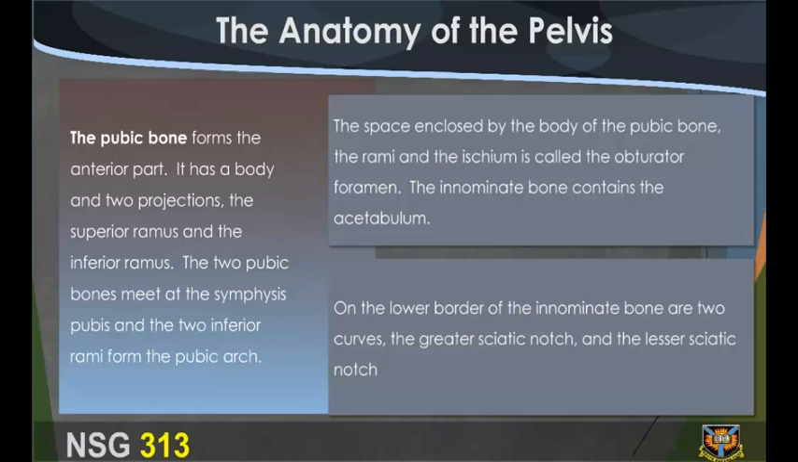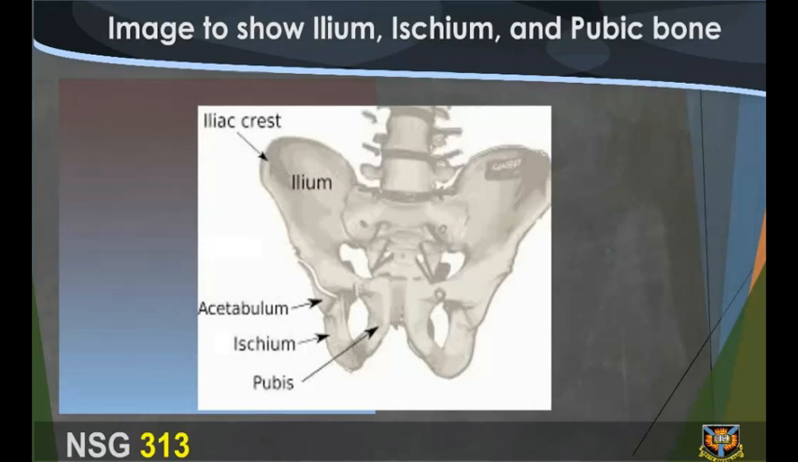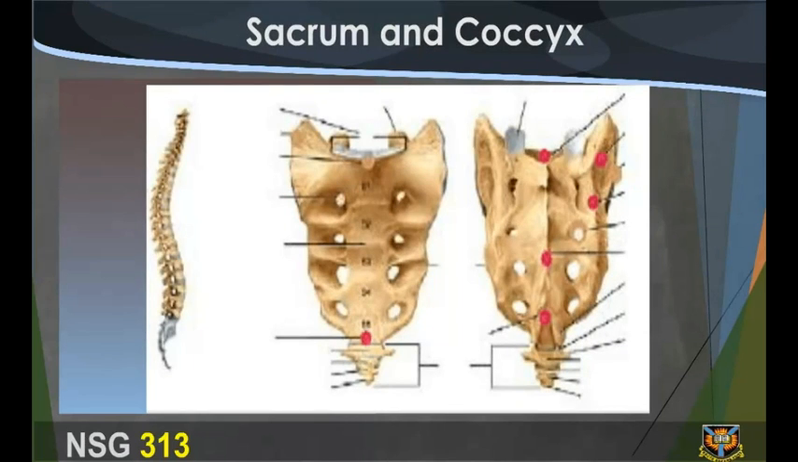The innominate bone contains the acetabulum. On the lower border of the innominate bone are 2 curves, the greater sciatic notch and the lesser sciatic notch. Image to show ilium, ischium and pubic bones: iliac crest, ilium, acetabulum, ischium, pubis. Image of sacrum and coccyx.